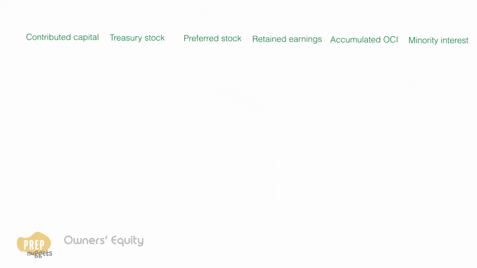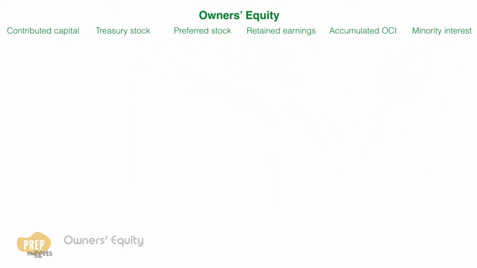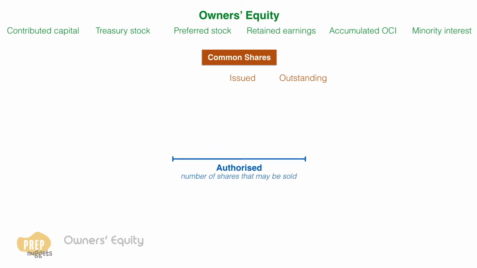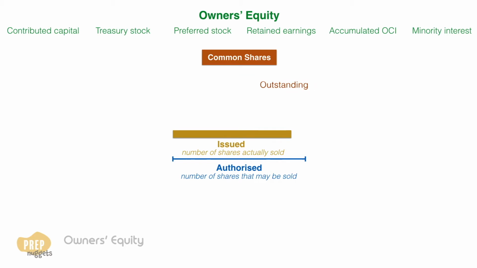At incorporation, a company should disclose the number of common shares that are authorized, issued, and outstanding. Authorized shares are the number of shares that may be sold under the firm's articles of incorporation. Issued shares are the number of shares that have actually been sold to shareholders. The number of outstanding shares is equal to the issued shares less shares that have been reacquired by the firm.